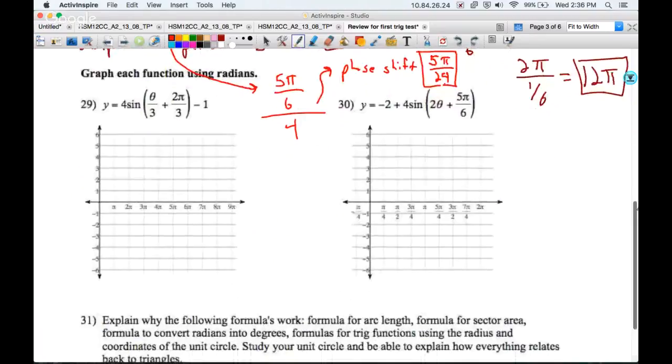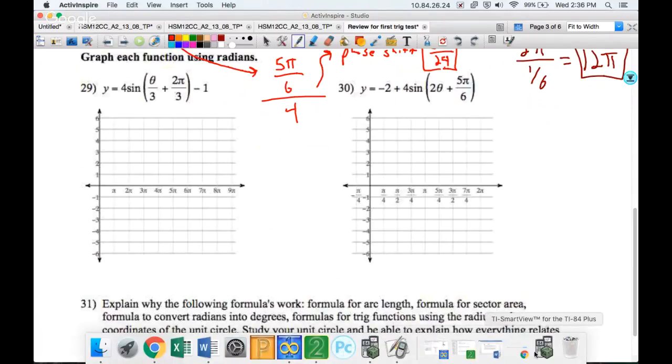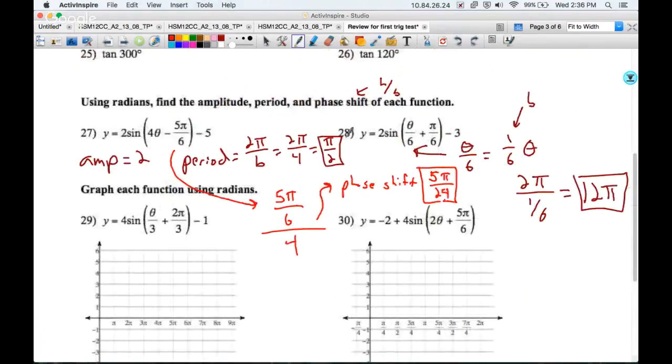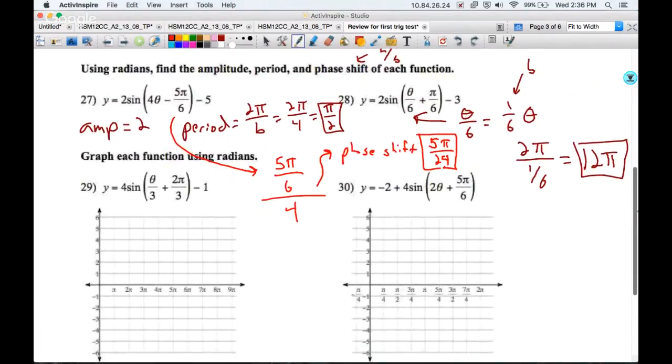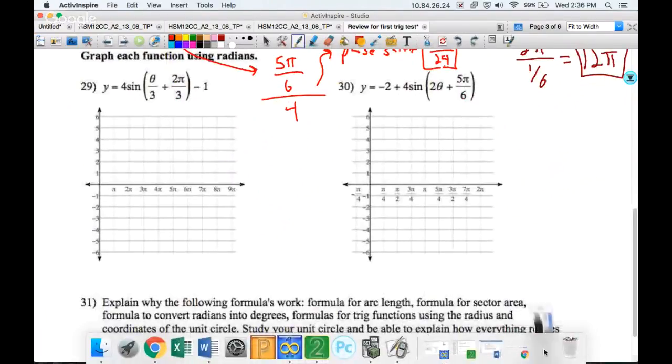All right, graph each function using radians. For these, what I really want you doing is actually doing it in your calculator. It's too many steps to do it by all the transformations. So the question on the test about transformations will ask something simple like, what is the phase shift? What is the vertical shift? Yada, yada, yada.